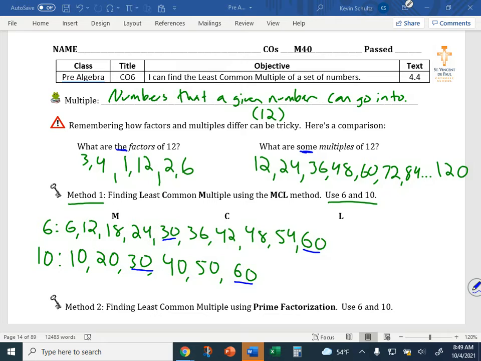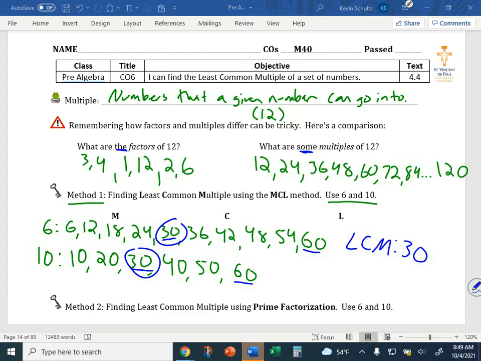If I want the least common multiple, which one of those is my answer? Abby, the 30 would be, right? The LCM is 30. And here's the thing about multiples. I can find common multiples of 6 and 10 forever. 90, 120, 150, 180, 210, 240, etc. But I only want that first one, right? That least one.